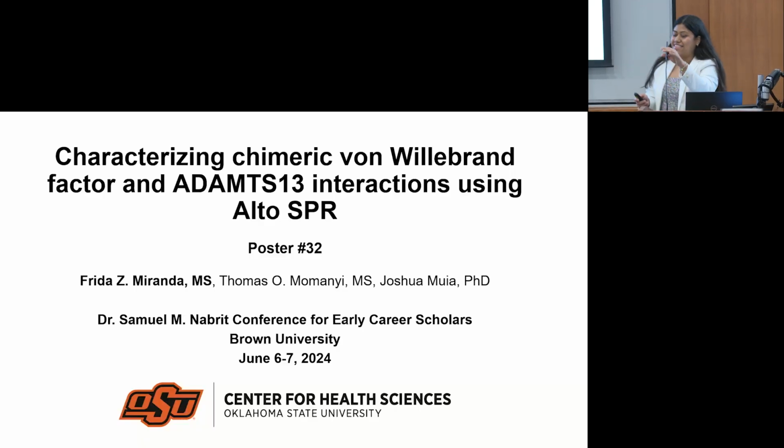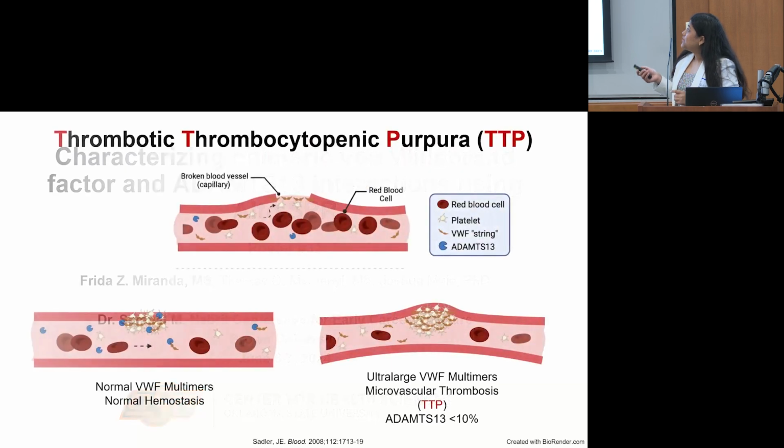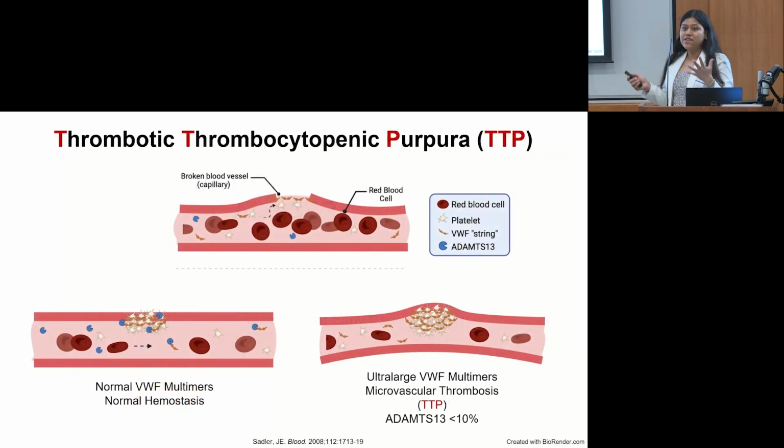Hi, everybody. Thank you for letting me talk today real quick. So first, a big broad picture overview about these two proteins and why they're important. Thrombotic thrombocytopenic purpura, it's a mouthful, so TTP for short, is a rare blood clotting disorder with an incidence of about 2 per million per year.